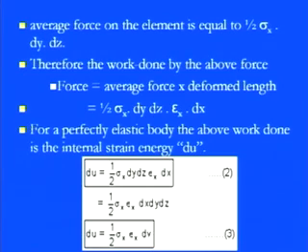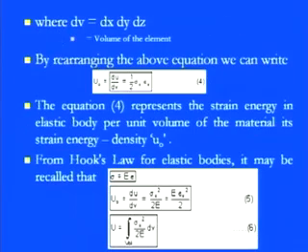Since the strain energy has the domain of volume, dU is always calculated as half of sigma x and epsilon x into dV, that is, what exactly the volume is and how it is being deformed under the action of the applied load. Here dV is nothing but dx, dy and dz, which is the volume of the element. By rearranging those terms, U0, or we can say dU by dV, is equal to half of sigma x and epsilon x.